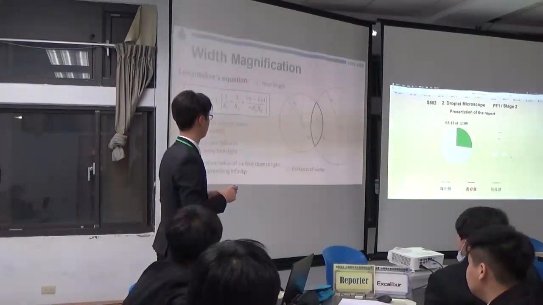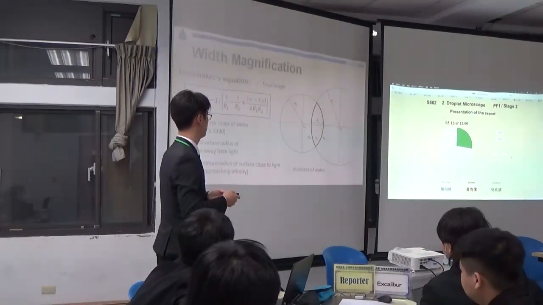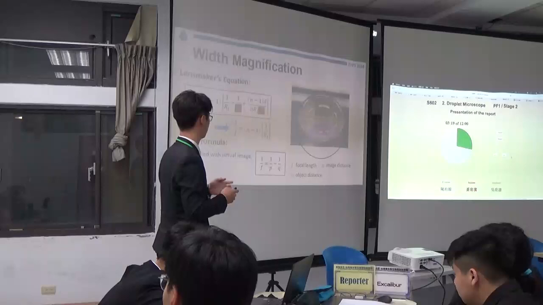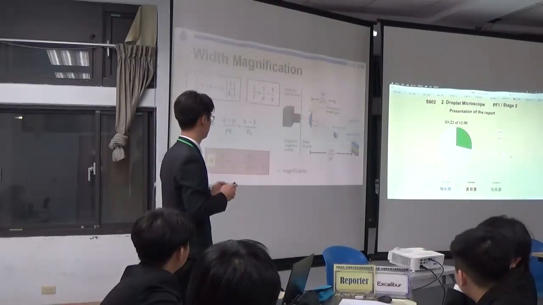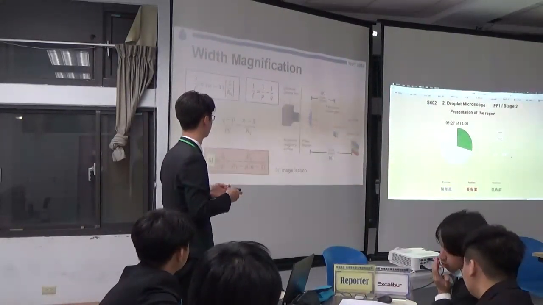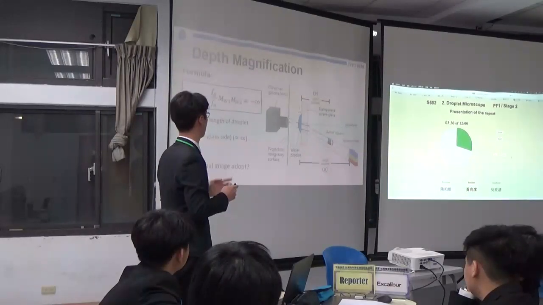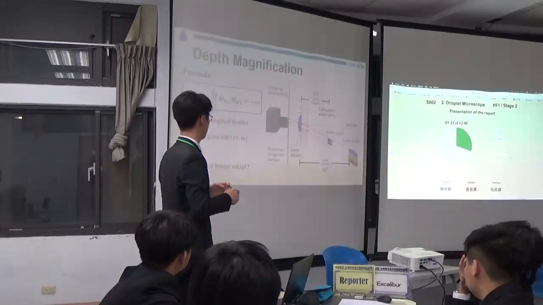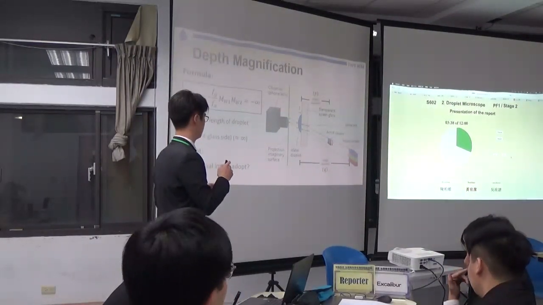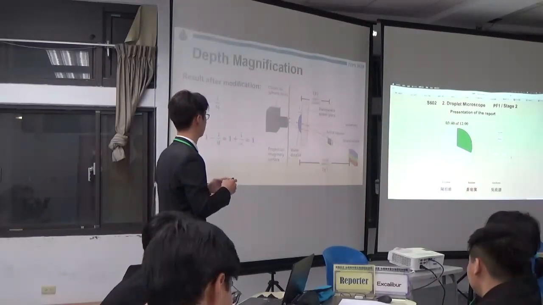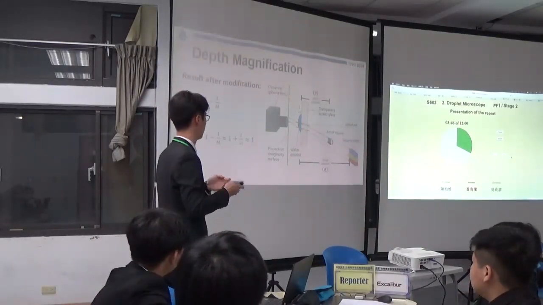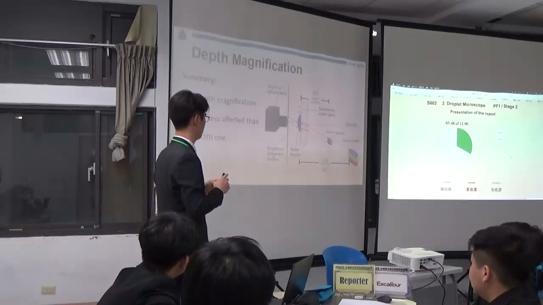Okay, and for the width magnification, I use the lens maker equation to get the focal length. And in my experiment, I can simplify this equation like this and combine it with the Gauss formula, which lets me get the final magnification that I want. And second, we also have to consider the depth magnification. This equation actually describes the magnification of the real image, so I have to modify it. Then I can find that the depth magnification is very close to 1, which means that it doesn't affect the phenomenon very much.